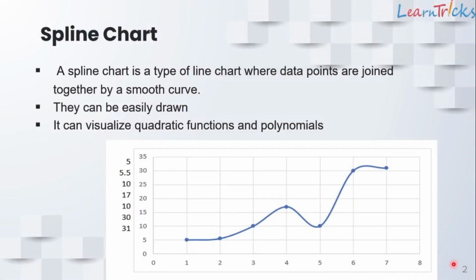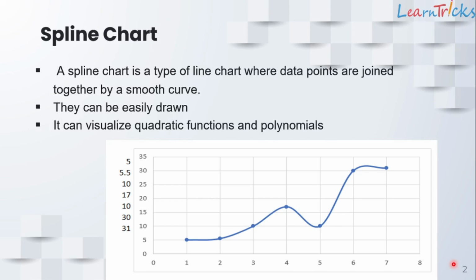So now the first type in this video is a spline chart. A spline chart is a type of line chart where the data points are joined together by a smooth curve, and they can be easily drawn. The main advantage of the spline chart is that it can visualize quadratic functions and polynomials.